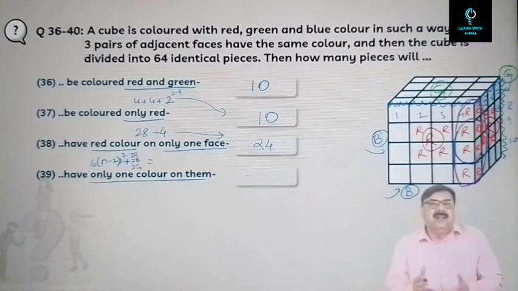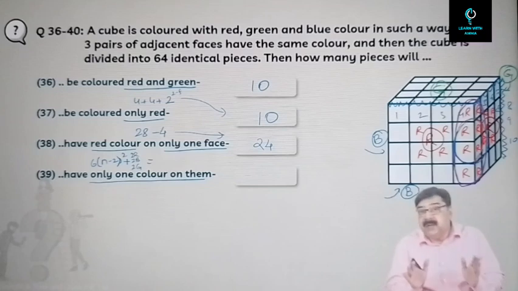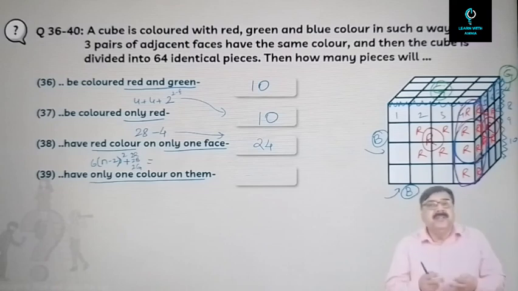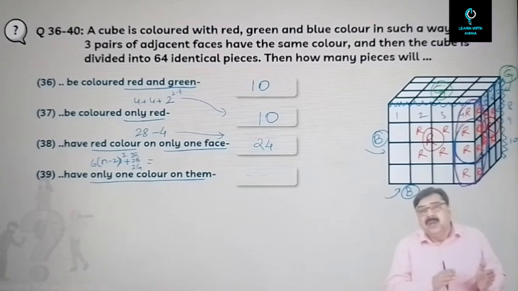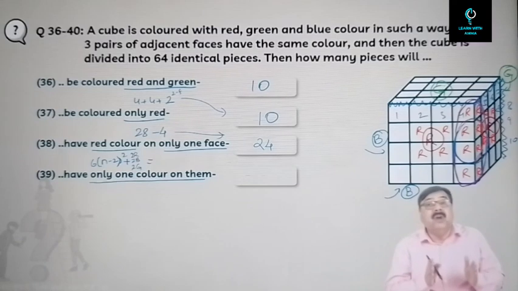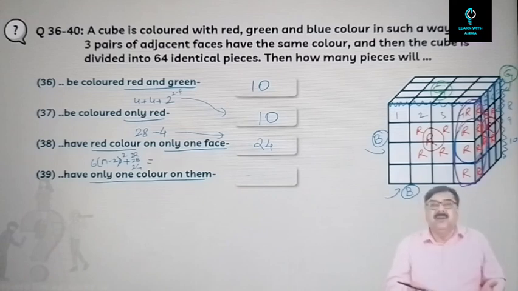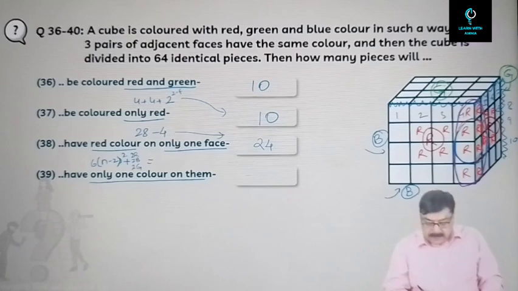If there are 2 cubes on an edge, the common edge between the adjacent faces which have been colored red, so these 2 pieces will have only red color on them on both the faces. Similarly, 2 pieces which are common between the 2 adjacent faces which have been colored green will have only green color on them on both the faces. Similarly for blue.